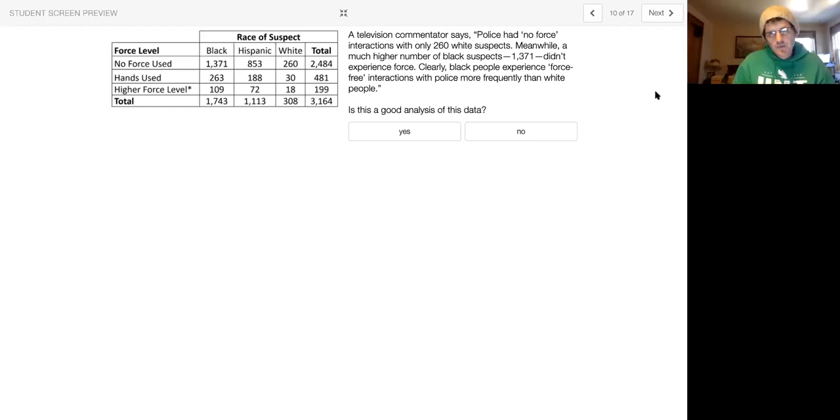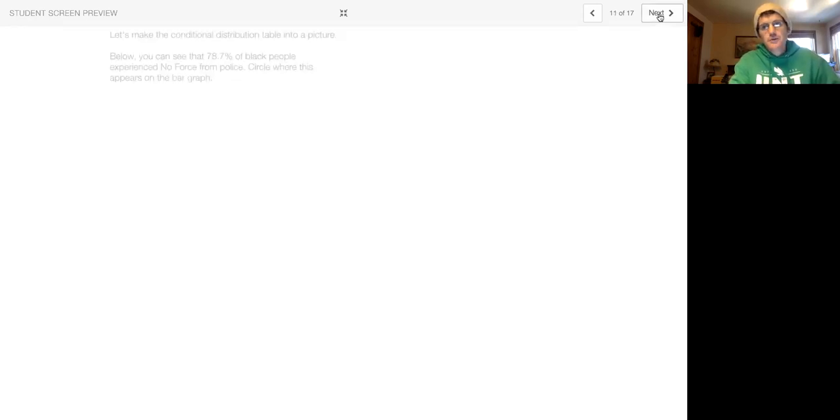There you go. So it is accurate in the sense that there is no lie right there. More black people did experience force-free interactions, but that's because more black people had interactions with the cops in the first place. So it's leaving out context. So I think we'd all agree it's an incomplete analysis of the data. I hope we'd all agree.